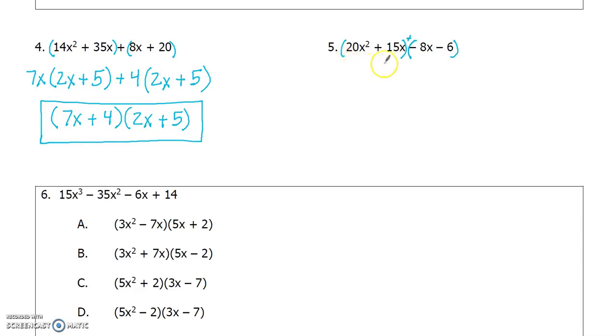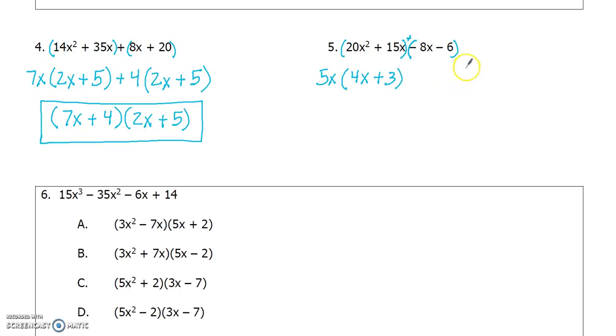So number-wise, 20 and 15, I can factor out a 5. X squared and x, I can factor out an x. Let's multiply. 5 times what gives me 20? That will be 4. I need x squared and I have 1x, so I'm missing an x, plus 5 times what will give me 15? That will be a 3. I need an x and I already have an x, so I'm done with this one.